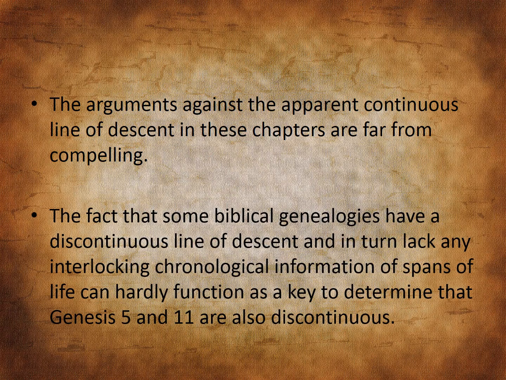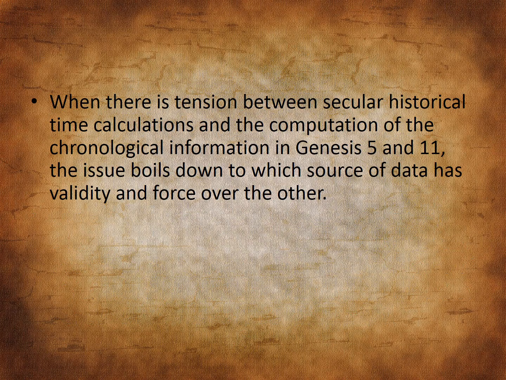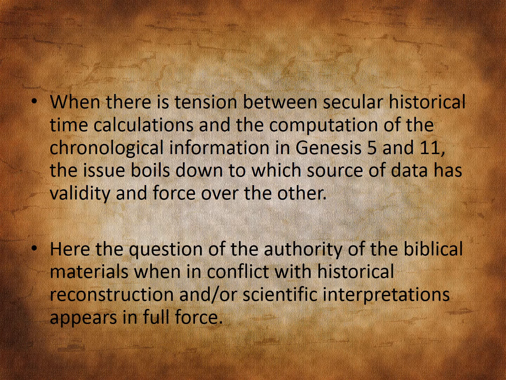The fact that some biblical genealogies have a discontinuous line of descent and in turn lack any interlocking chronological information of spans of life can hardly function as a key to determine that Genesis 5 and 11 are also discontinuous. When there is tension between secular historical time calculations and the computation of the chronological information in Genesis 5 and 11, the issue boils down to which source of data has validity and force over the other. Here the question of the authority of the biblical materials, when in conflict with historical reconstruction and/or scientific interpretations, appears in full force.